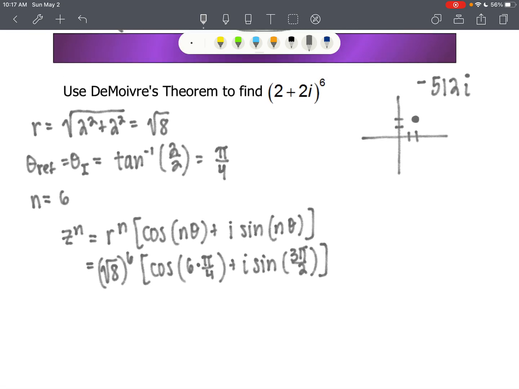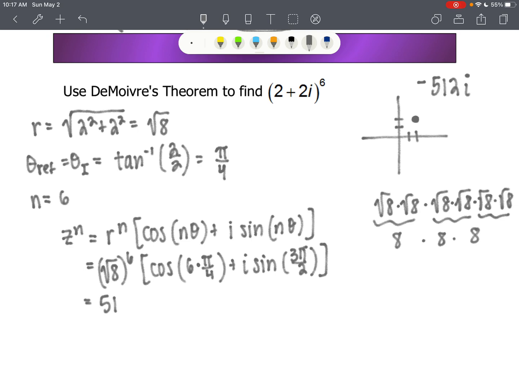The square root of 8 to the 6th power is the same thing as 8 to the 3rd power. These are powers that you want to have memorized because they will be important for you to know without a calculator, so you don't have to go off to the side. That is 512. And then the cosine of 3 pi over 2.